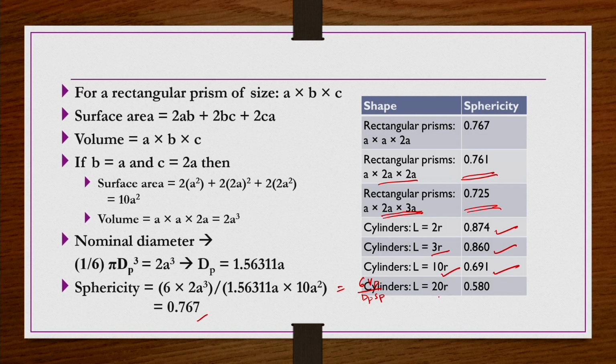Similarly, if you take L equals 10 times D, then sphericity is going to be 0.581. So as the length of the cylinder increases, keeping the diameter the same, the sphericity is decreasing. That is what we can see here from this table.